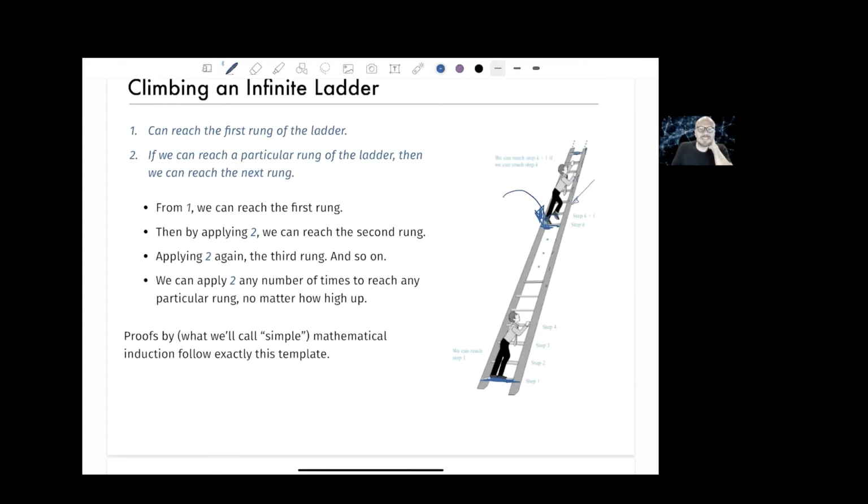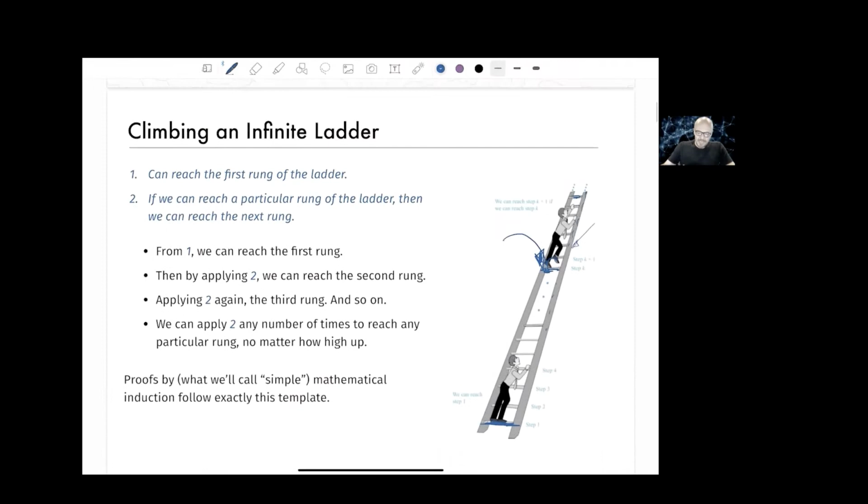Reachable. Okay, this seems like an obvious fact. And in fact, mathematical induction, the principle of mathematical induction itself, is an axiom. Okay, it is not something that we prove.